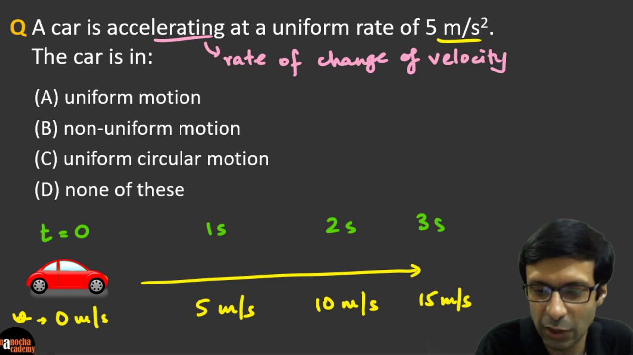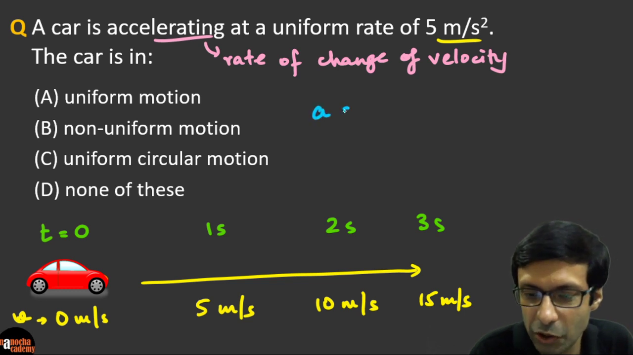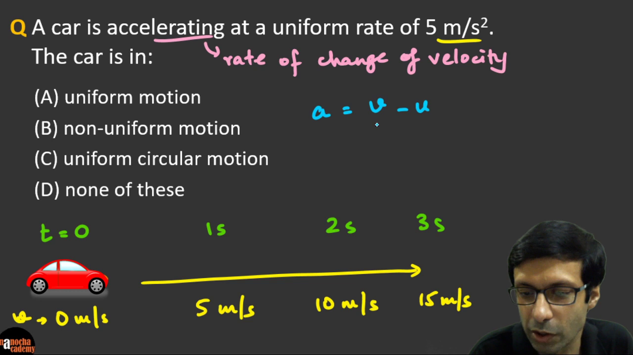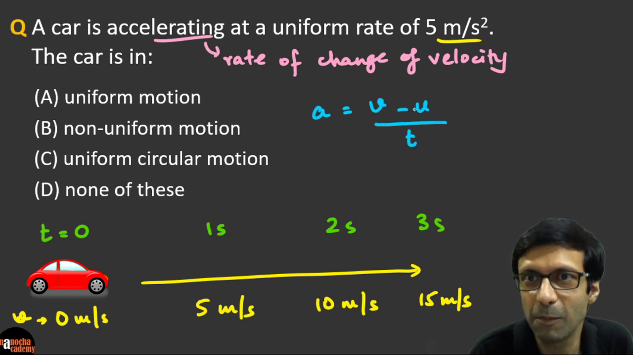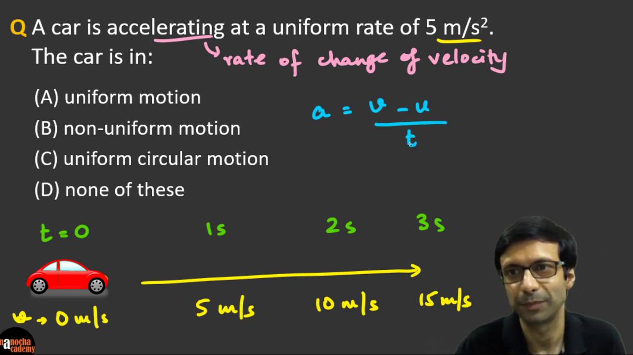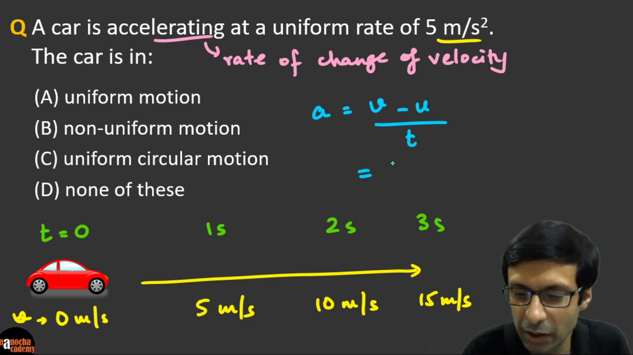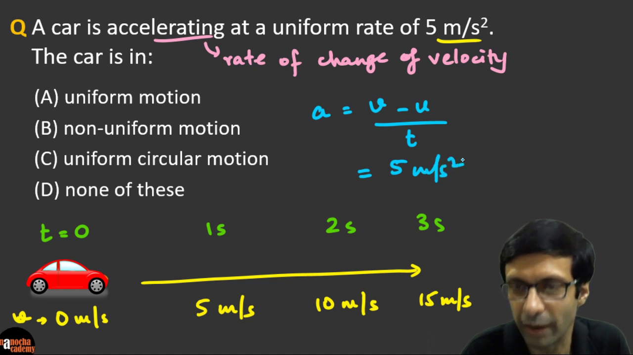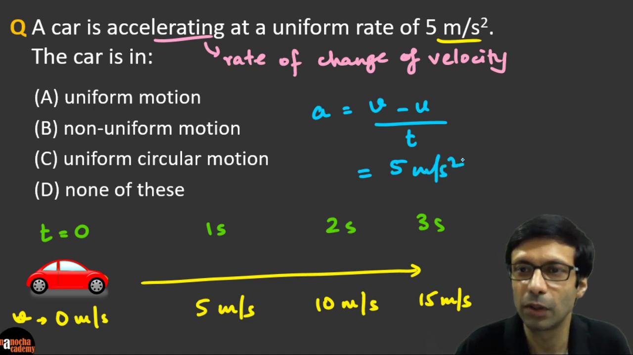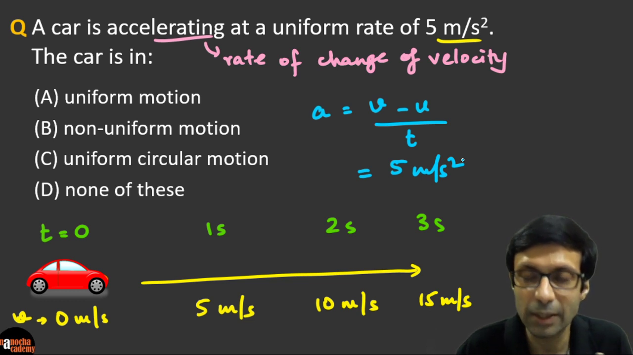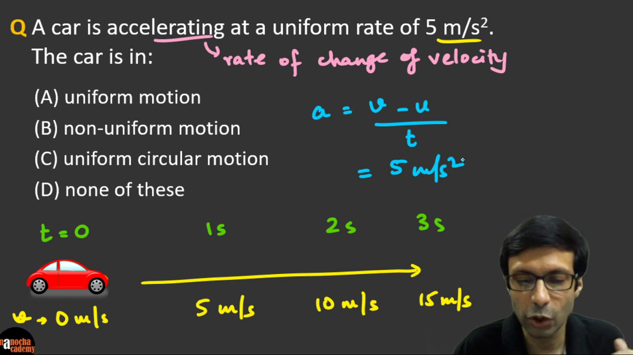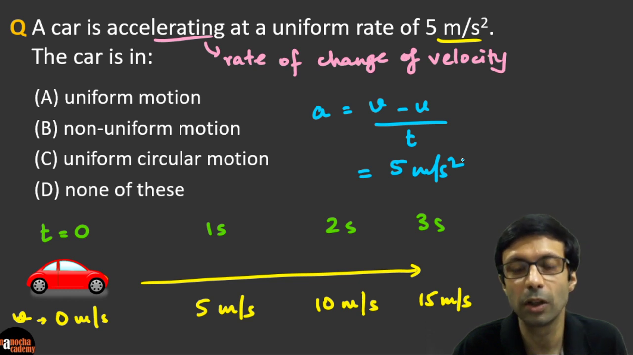And acceleration has this formula which you can note. Acceleration is the rate of change of velocity. So the final velocity minus the initial velocity by time. So if you apply that, you can see that also here. The acceleration in this case is 5 meter per second square. Okay, so now you have a brief idea of the acceleration, but you can check out our more detailed courses also on our website. So now let's take a look at this question. So is the car in uniform motion, non-uniform motion, uniform circular motion, or none of these? Okay, if this car is accelerating.